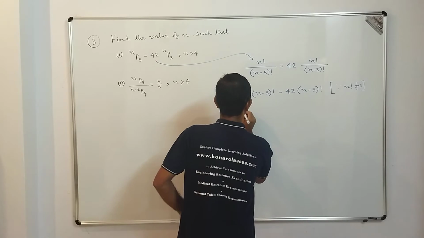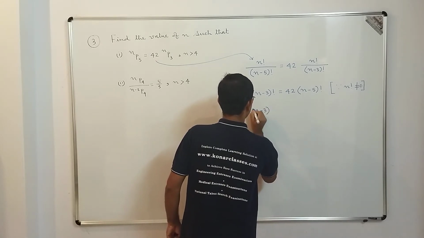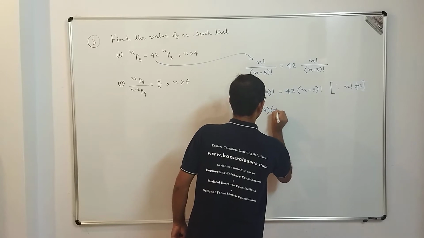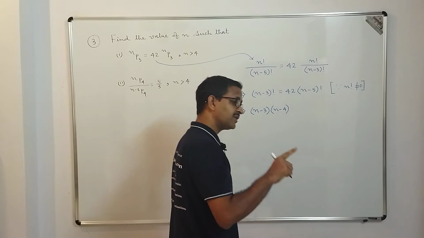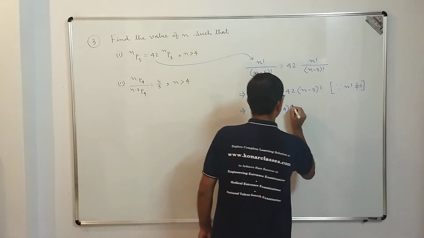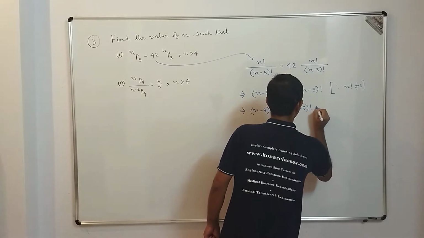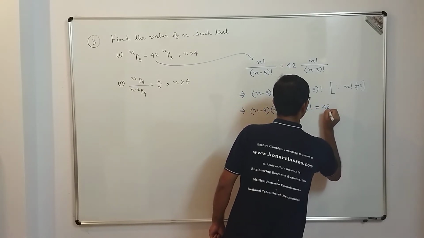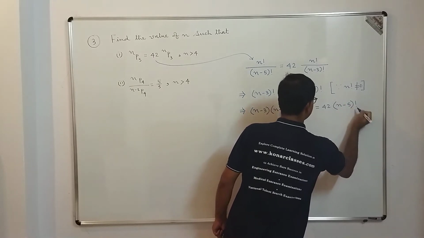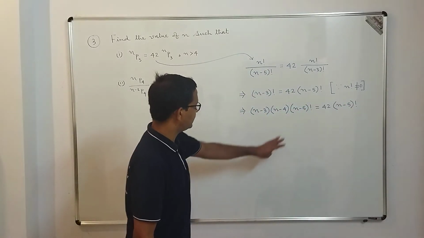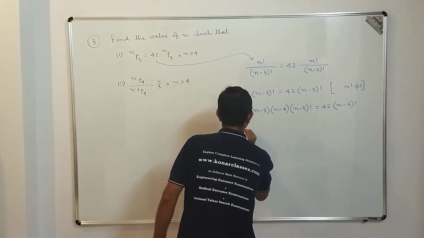See the way I am breaking. This implies n minus 3, then n minus 3 minus 1, that is n minus 4, then n minus 4 minus 1, that is n minus 5. So we can write here that n minus 5 factorial, that is equal to 42 into n minus 5 factorial, correct? Now you see in both the left hand side and right hand side, n minus 5 factorial will get cancelled. Then what are we left with?